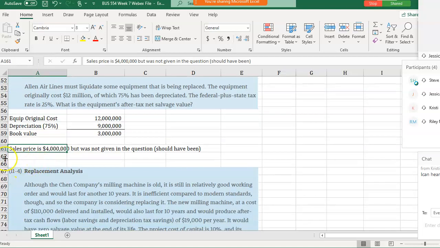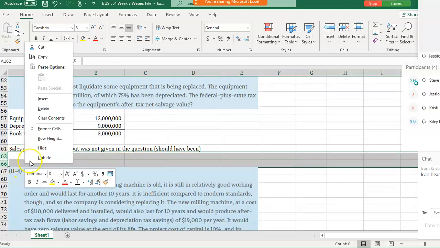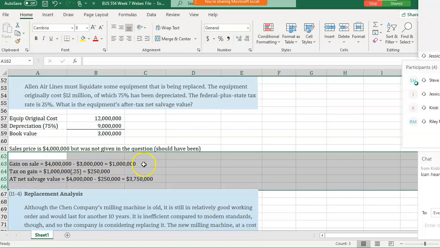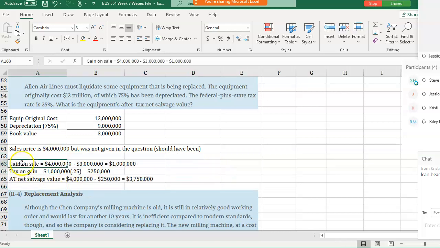And so I hid some rows in this. I'm just going to unhide those rows right here. That left some of the information in that. So the gain on sale, which you would never be able to know without me telling you the sales price is $4 million, is $1 million.